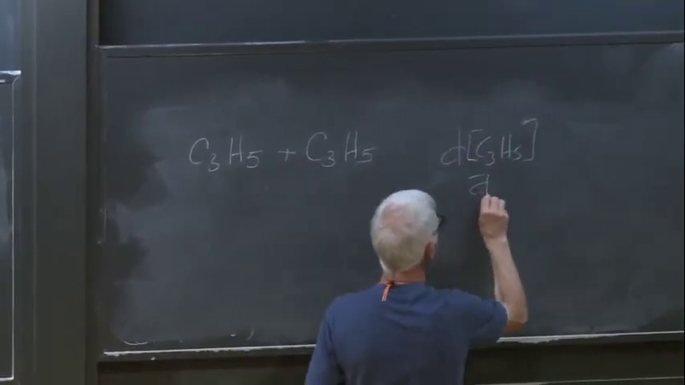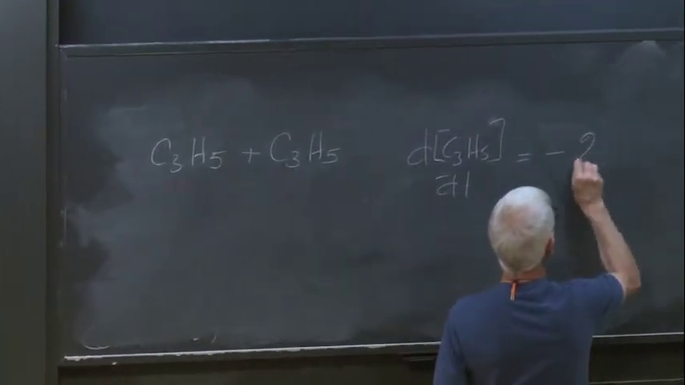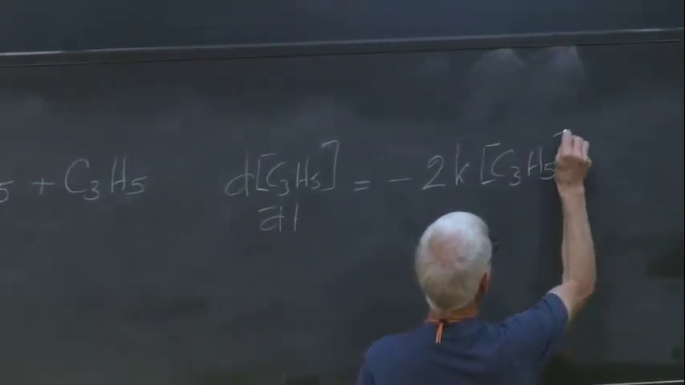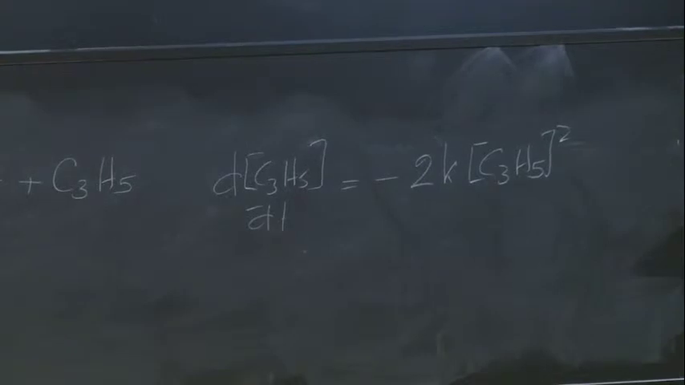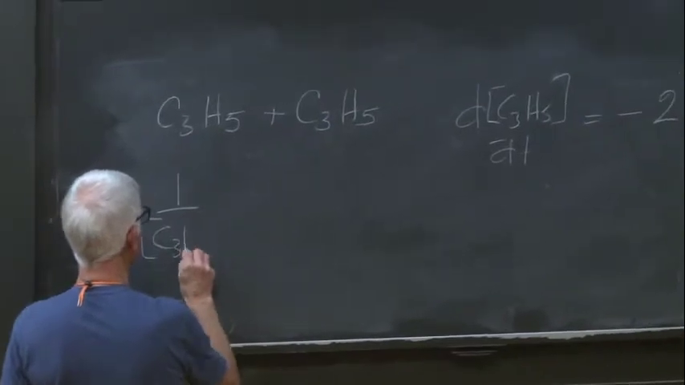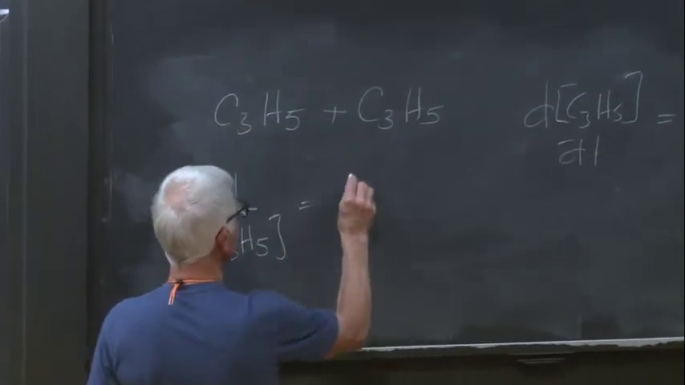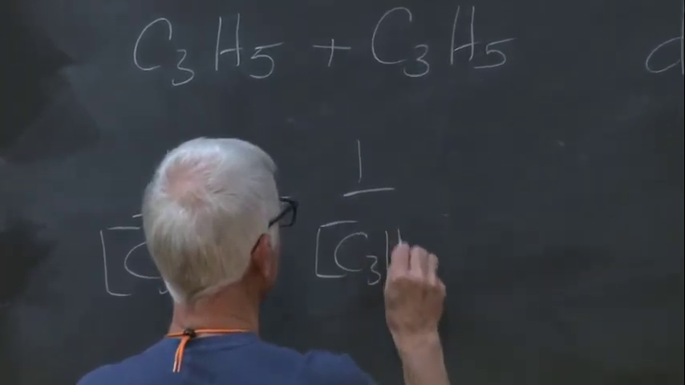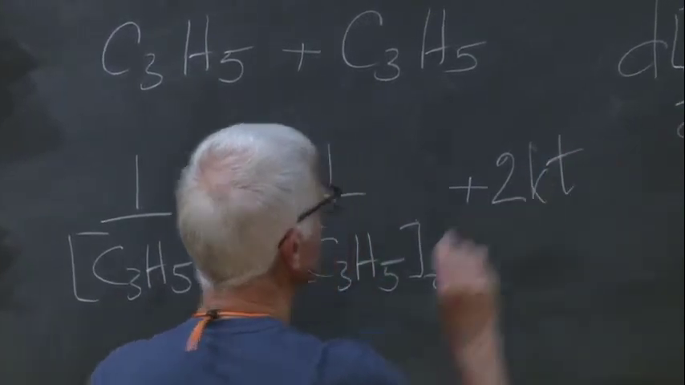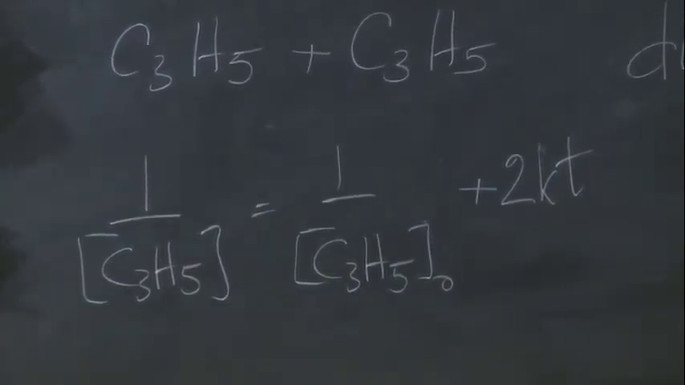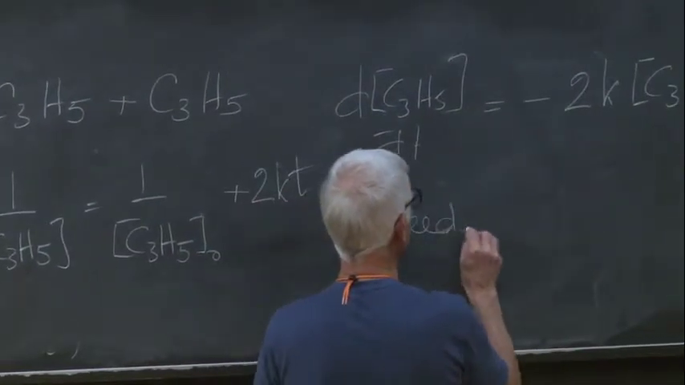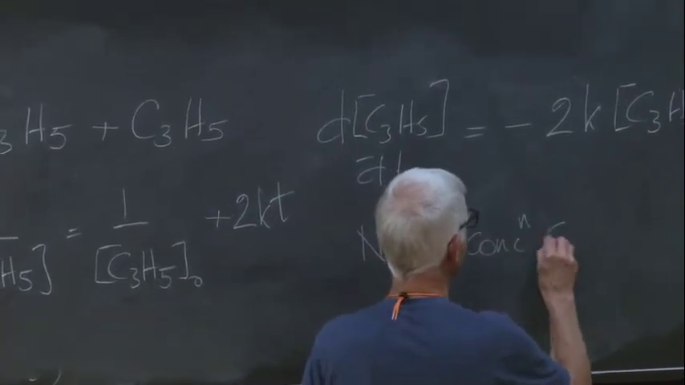dC3H5 by dt is going to be minus 2, as we said yesterday, times k times C3H5 squared. And if we look at the solution of that differential equation, it looks like this. 1 over C3H5 is equal to 1 over C3H5 at time 0 plus 2 times k times t. It's a second order reaction, second order in radical, and we need the concentration of C3H5.